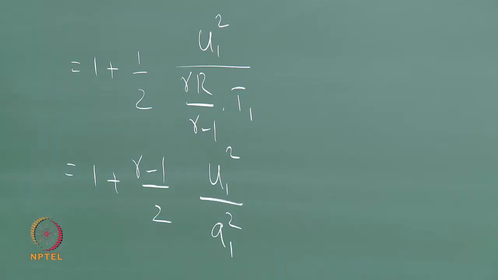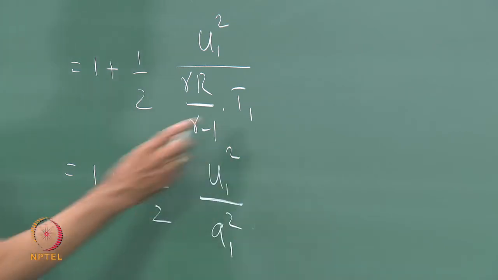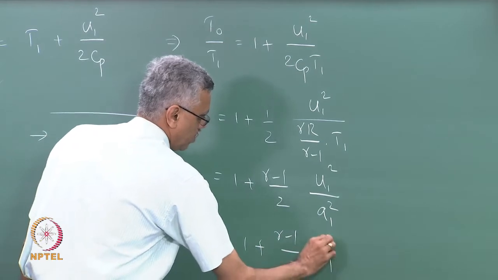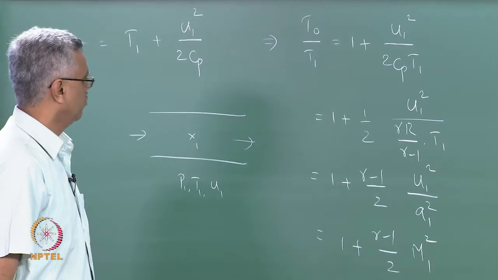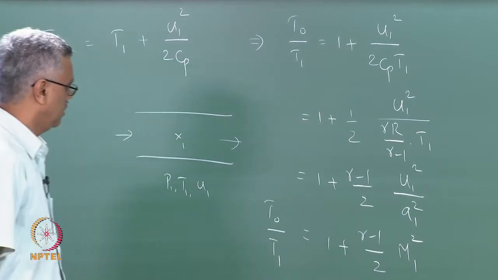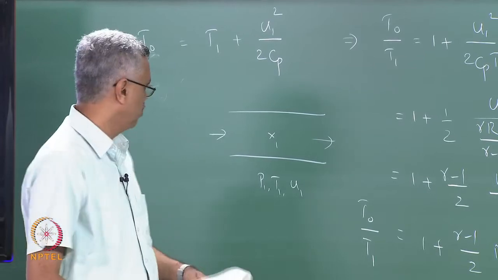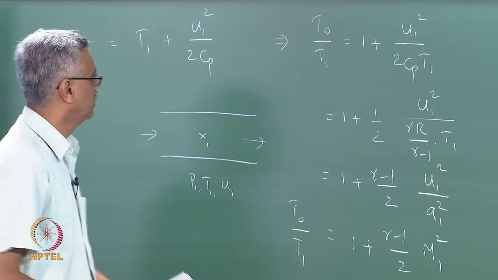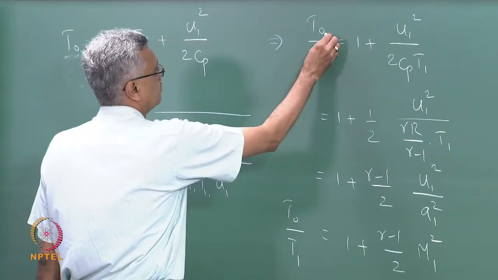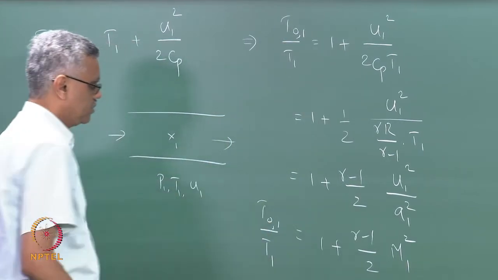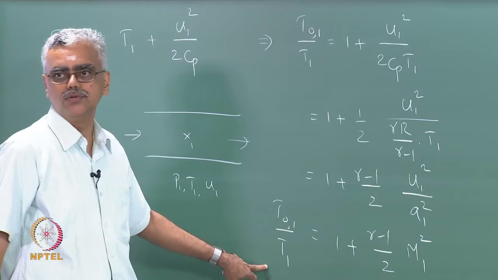A1 is the speed of sound corresponding to state point 1, and U1 over A1 we recognize as the Mach number. So T0 over T1 is equal to 1 plus gamma minus 1 over 2 times M1 square. This is a very convenient form in which we can use this relationship. Once I know these three quantities, I can evaluate M1 and I can evaluate T0. As we did yesterday, we want to be specific and add subscript 1 to denote that this is the stagnation temperature corresponding to static state 1.